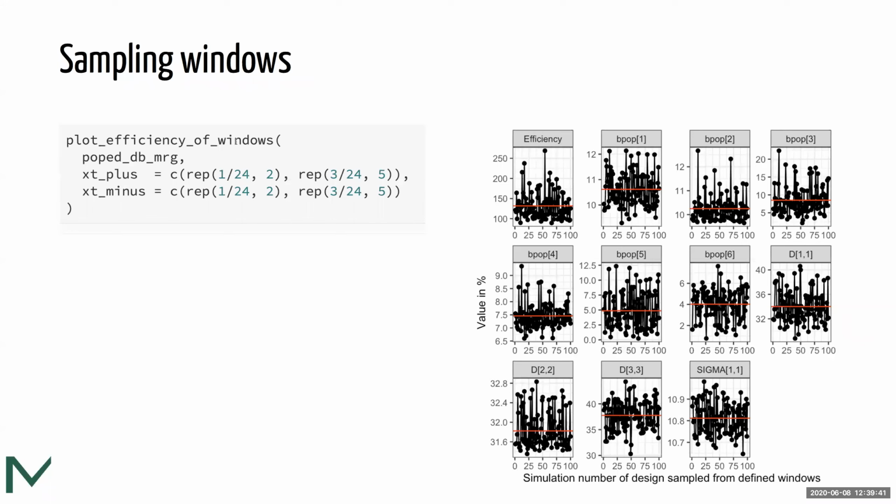And again, we can generate sampling windows using this same function and plot the efficiency of windows. I'm going to say will allow, so the units are now in days. So this is saying 1 hour either side of the day 1 samples and 3 hours either side of the remaining samples. And we can see that the expected standard errors don't change considerably.